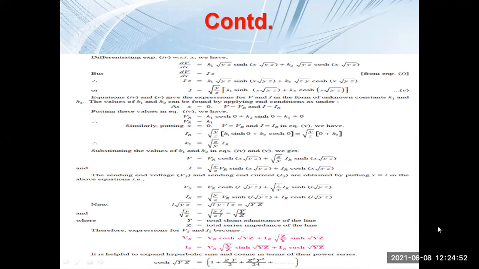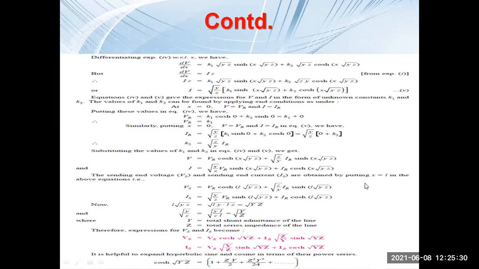Now I is equal to, similarly, square root of yz into k1. K1 is VR, sine hyperbolic x into square root of yz, plus IR. K2 is IR into square root of yz, cos hyperbolic x into square root of yz. See, this is root over z by y into IR. So root over z by y and root over y by z will cancel. So only IR will be here. So you can calculate V and I.